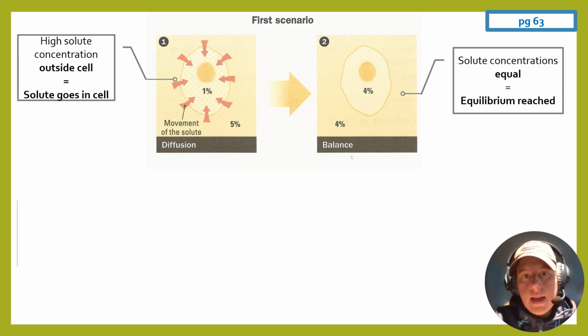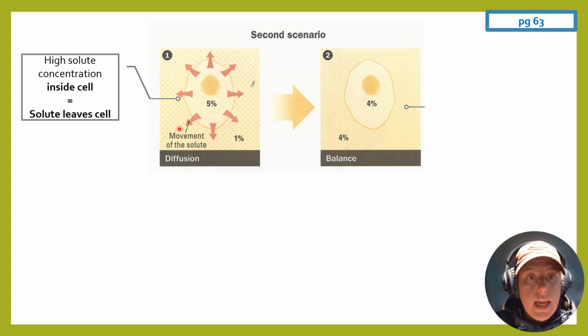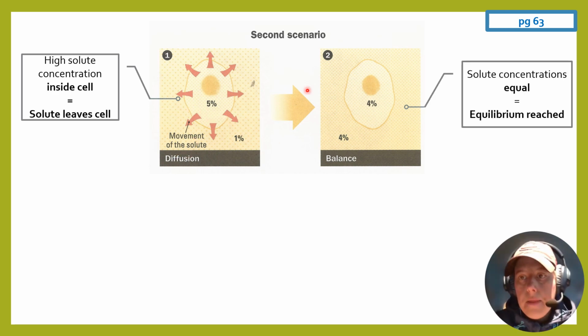The exact same thing happens if we have the second scenario. In our second scenario, we have a high concentration on the inside of the cell, a low concentration on the outside of the cell. The solute leaves to balance the low concentration on the outside of the cell, and we get equilibrium. So in diffusion, to recap, the key thing that we need to say is that our solute moves.